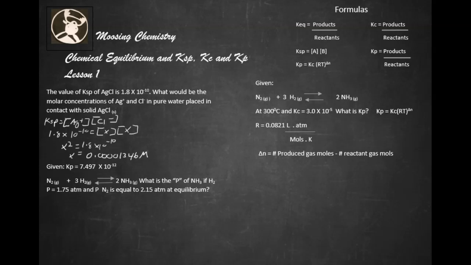Given Kp is 7.497 times 10 to the negative 12, N2 plus 3H2 yields 2NH3 in a reversible reaction. What is the pressure of NH3 if the pressure of H2 is equal to 1.575 atmospheres and the pressure of N2 is equal to 2.15 atmospheres at equilibrium? All right, so remember that Kp is just like Keq. It's products over reactants. So there's our product, and here are our reactants. So Kp is equal to the pressure of NH3 squared over the pressure of the nitrogen times the pressure of the hydrogen cubed.